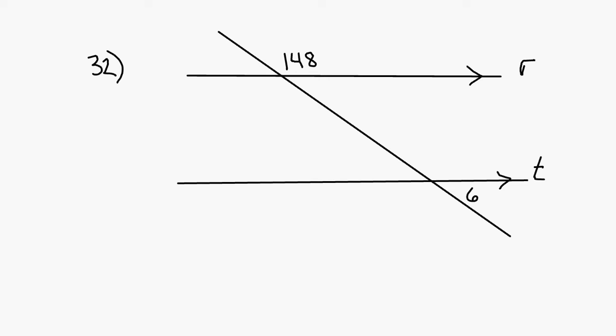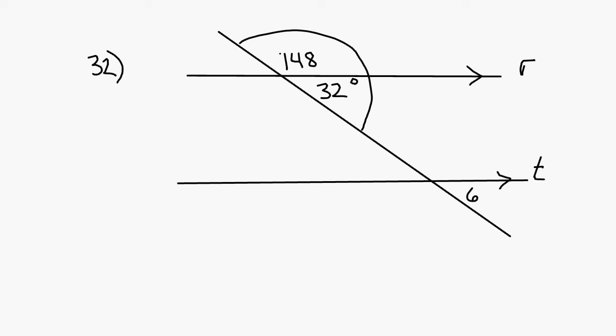All right, so in this picture, these two angles are a linear pair. So if you take 180 minus 148, then this angle is 32 degrees.